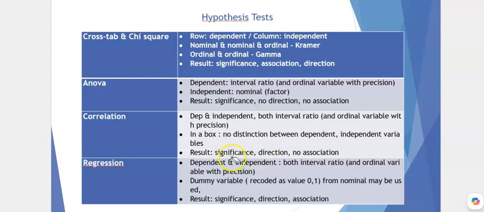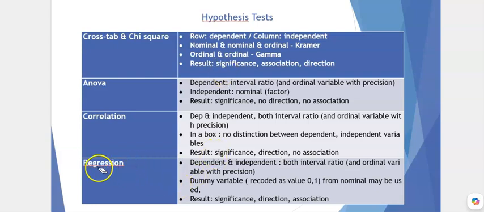And then if they are significantly related, how? Direction means positive: if you have more calories and more exercise hours, that is a positive relationship. If you have more calories and fewer exercise hours, that is a negative relationship, a negative direction. So we can find how they are positively or negatively related.